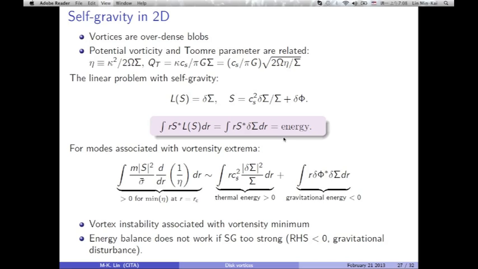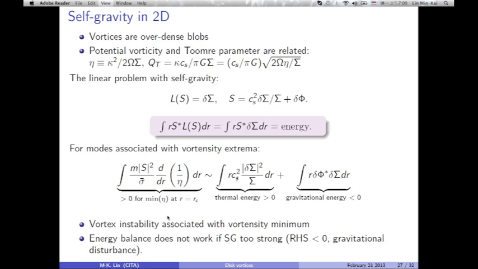So in this case, we can derive an equation which has this form here, and if we have an instability or disturbance associated mostly with this potential vorticity extrema, then this relation here can be simplified to this relation here. So on the right-hand side, I have two contributions to the energy. I have a thermal part, which is positive, and I have a gravity part, which is negative. On the left here, I'm saying, okay, most of the disturbance comes from the potential vorticity extremum. So the energy here is balanced by the disturbance at that extremum, and the sign of the left-hand side depends on whether or not I'm at a potential vorticity maximum or minimum.